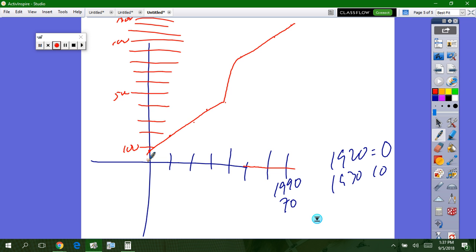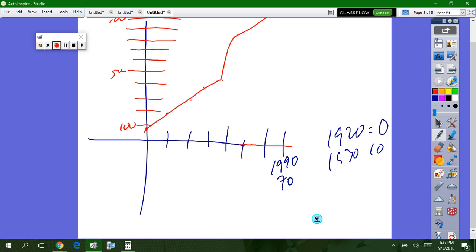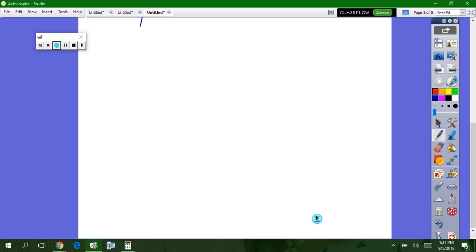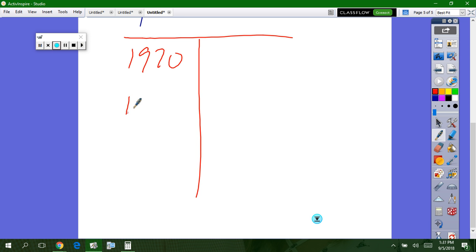Compute and interpret the average rate of change. All right, let's do 1920 to 1930. And sometimes, if you're already in a chart, I go like such. What was the amount in 1920? Was it 70? How about 1930?